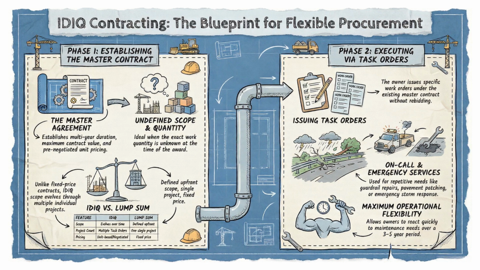Used for repetitive needs like guardrail repairs, pavement patching, or emergency storm response. Maximum operational flexibility. Allows owners to react quickly to maintenance needs over a 3 to 5 year period. IDIQ is brilliant for government agencies, facility managers, and anyone who needs ongoing services without the headache of rebidding every single job. It's the Costco membership of construction contracts. Pay once, use multiple times.